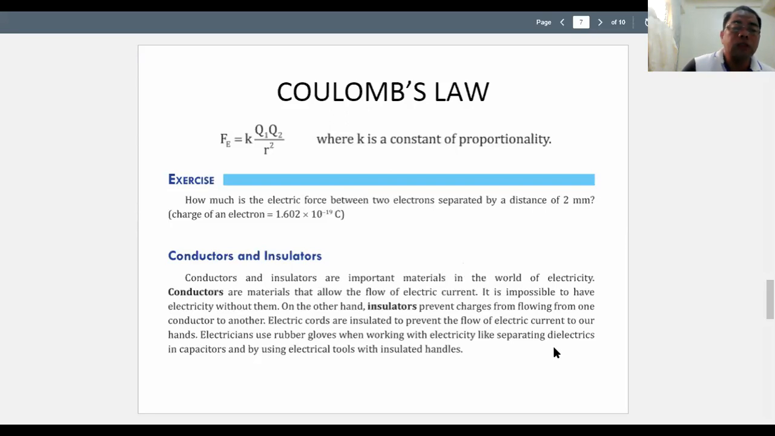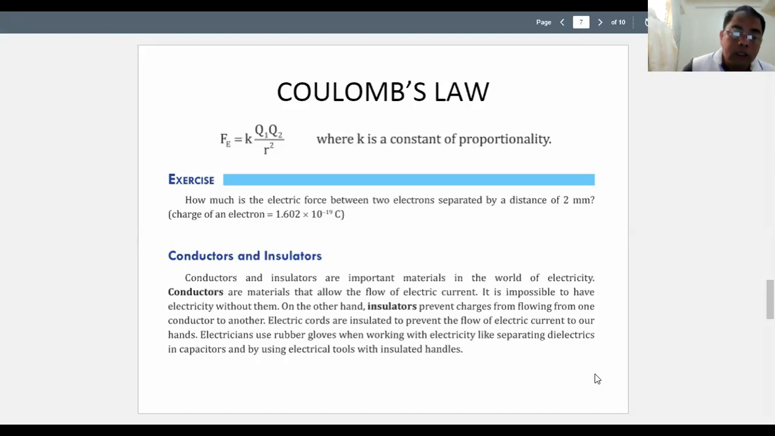Now, conductors and insulators. Conductors are materials that allow electricity or charges to flow, whereas insulators prevent the charges from flowing. Conductors allow the passage of heat and, at the same time, the passage of charges. That's the nature of conductors: they conduct both heat and electricity. On the other hand, insulators prevent charges from flowing from one conductor to another.